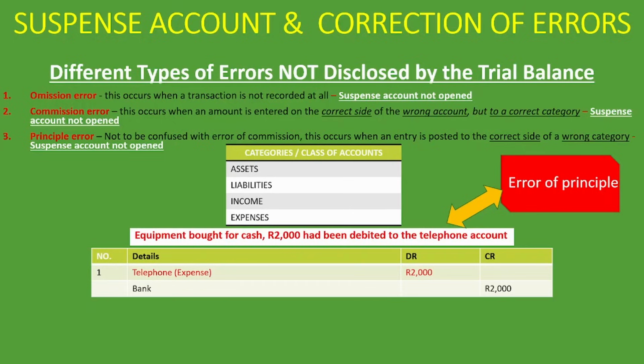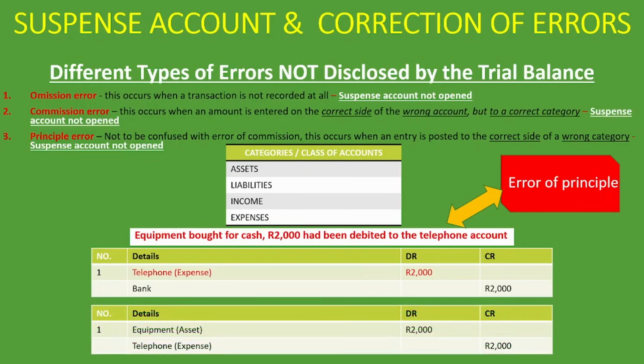Okay, remember, we don't credit bank account when we are doing the correction, because you'd be saying that money is leaving your account again, because we've already credited bank when we made the error and it's on the correct side. We don't deal with the bank again. All we need to do is to debit equipment 2,000 Rand and credit telephone 2,000 Rand. Remember, equipment is an asset and telephone is an expense. Those are two different categories or classes of accounts. I hope that was clear enough.